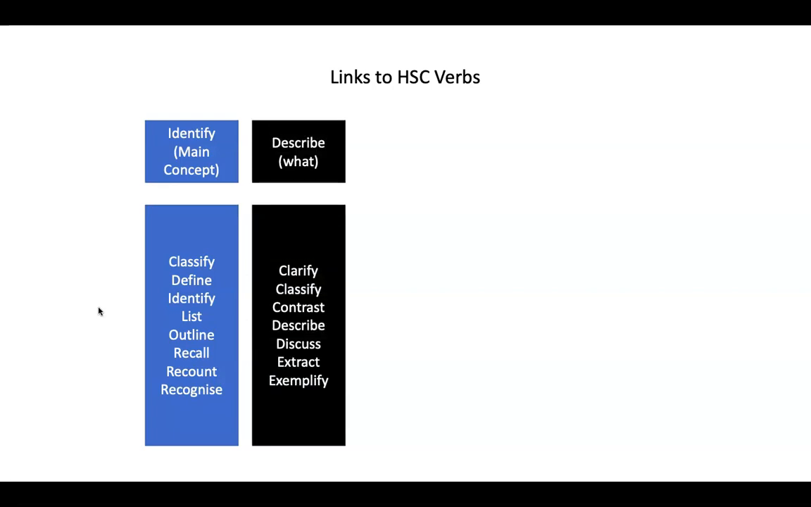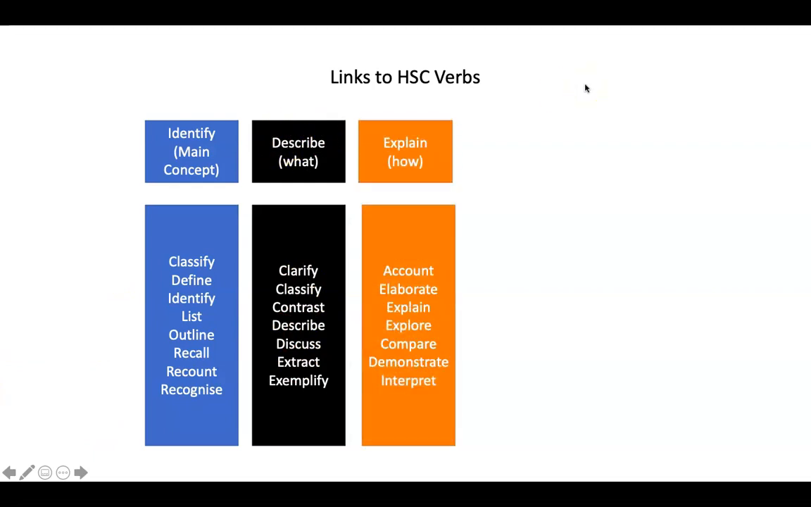Now these are the verbs that relate to describe, so clarify, classify, contrast, describe, discuss, extract, exemplify. Some of these verbs we see more commonly in science and biology than we do in other subjects. But again, just realising that when you see these words, the question's really asking you to describe something. When we see words or verbs like account, elaborate, explain, explore, compare, demonstrate, interpret, these are part of the explain part of the scaffold. So if you're asked to compare something, say, lizards and birds, you need to identify the lizard and bird, you need to describe what they are before you can compare the two.